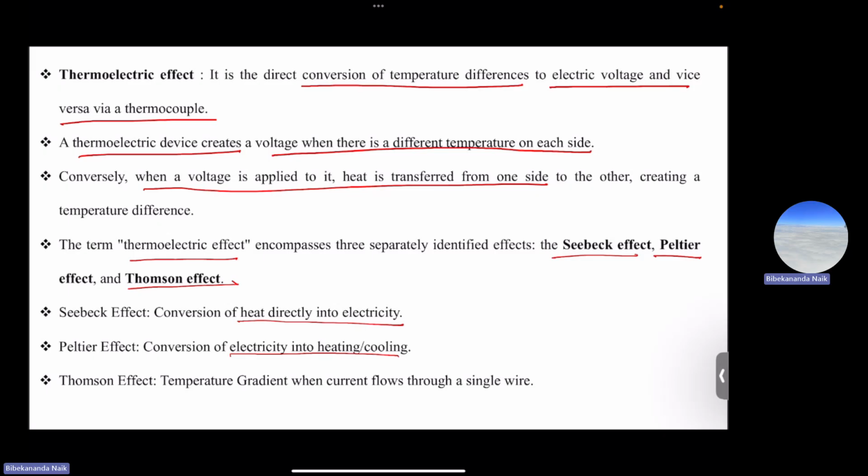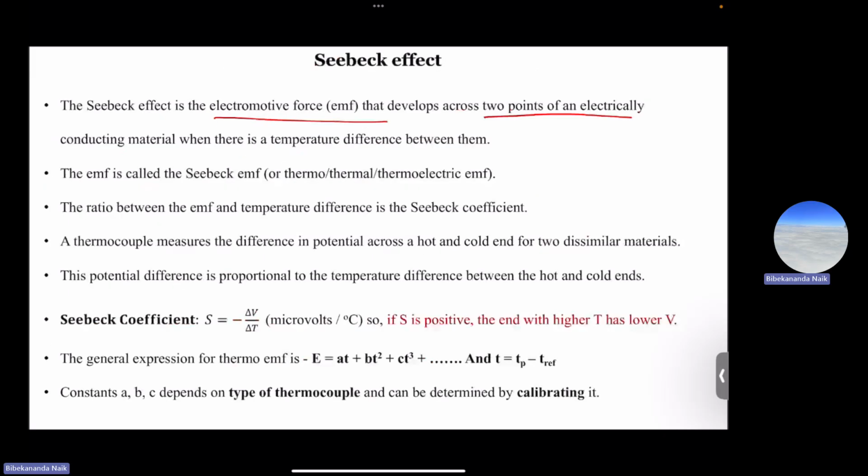Since in our lectures it was related to determination of Seebeck coefficient, let's discuss more about the Seebeck effect. Seebeck effect is the electromotive force developed across two points of an electrically conducting material when there is a temperature difference between them. The EMF which is developed is called the Seebeck EMF, or thermoelectric EMF. The ratio between the EMF and the temperature difference is called the Seebeck coefficient. Basically, it determines the amount of EMF produced due to the temperature difference across the two terminals.